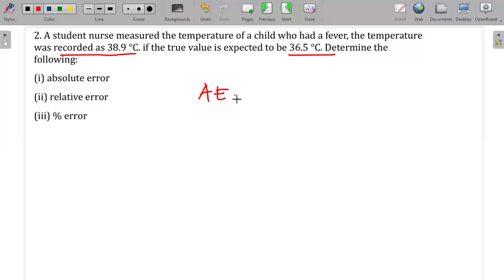Okay, so absolute error is equal to the measured value minus the true value, and then you put them in bars, or absolute bars like that. Okay, so now since you are putting bars, it actually does not matter which one you start with. You can start with true value minus recorded value, or you can say recorded value minus true value.